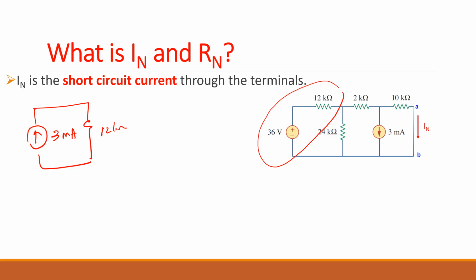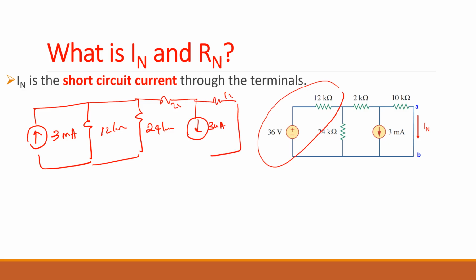36 divided by 12, 10 to the power 3. So you have a 24 here, am I right? And then you have 2 here, and then you have another current which is 3 milliamps, and you have 10 kilo ohms, and you have a short circuited path. Now what can we do? These two are in what? Parallel to each other, so we can add them.